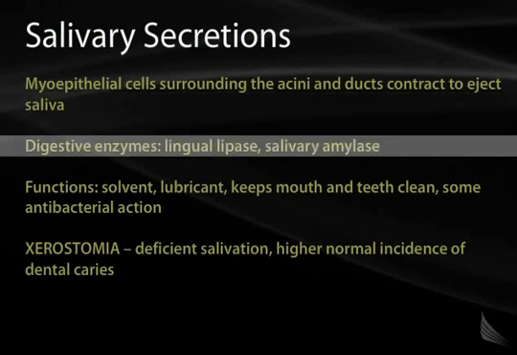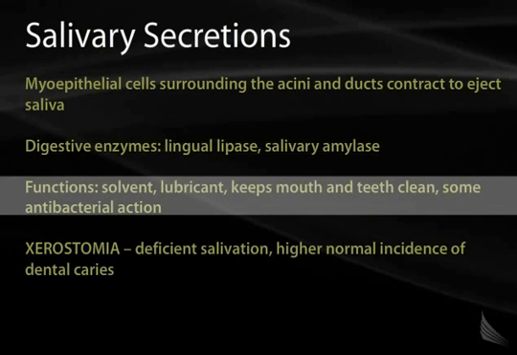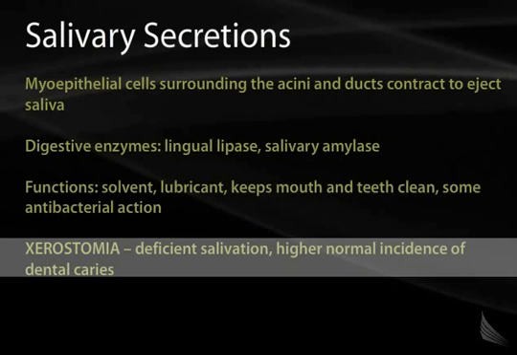2 different types of digestive enzymes are secreted. These are lingual lipase and salivary amylase. The function of these enzymes is to act as solvents, lubricants, and they keep the mouth and teeth clean as they have some antibacterial activity. Problems with secretion or production of salivary enzymes is manifest in xerostomia, where there's deficient salivation and a higher incidence of dental caries.